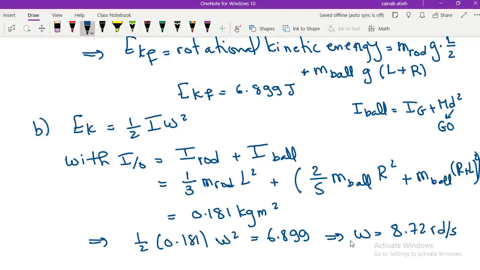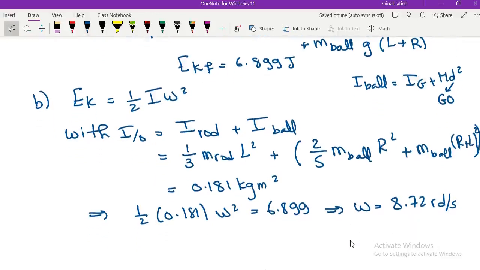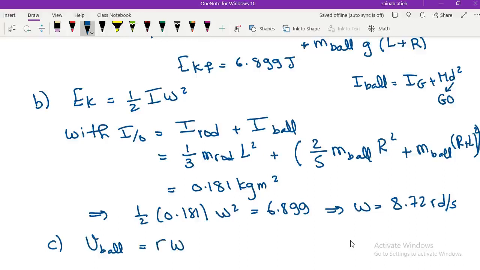In part C, it says what is the linear speed of the ball. Remember, linear speed V is related to the radius, the distance from O. So linear speed of the ball, the ball is big, so I am finding the linear speed of the center of mass of the ball. So V of the center of mass of the ball is R times omega. All particles have the same omega, but R is always the radius, the distance to the axis of rotation.